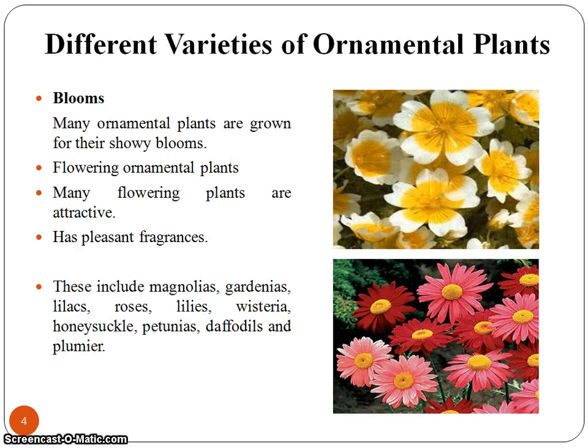Another variety is blossom, of which flowering ornamental plants are especially common for both outdoor gardens and as house plants. Many flowering plants are used not only for their attractive appearance but also for their pleasant fragrance. These include magnolias, gardenias, roses, lilies, honeysuckles, and so on.